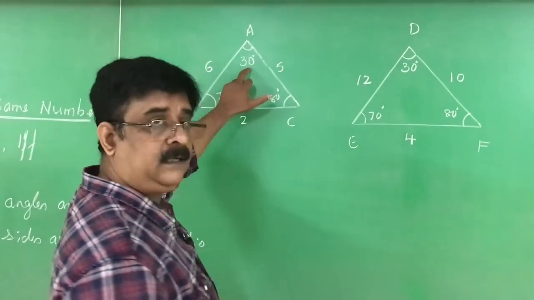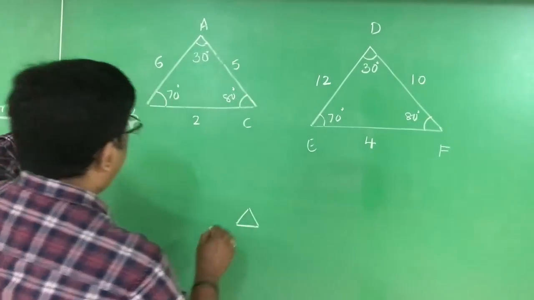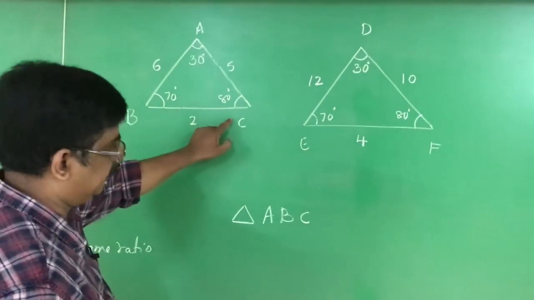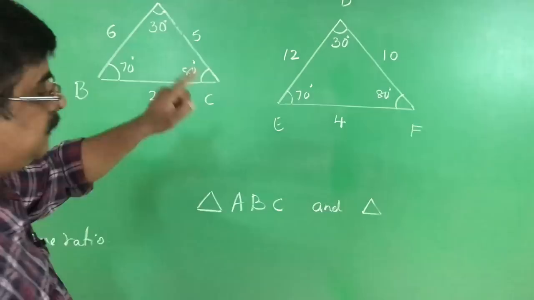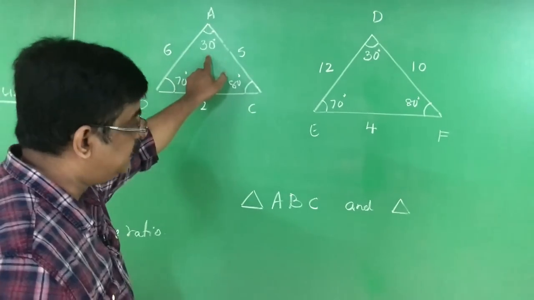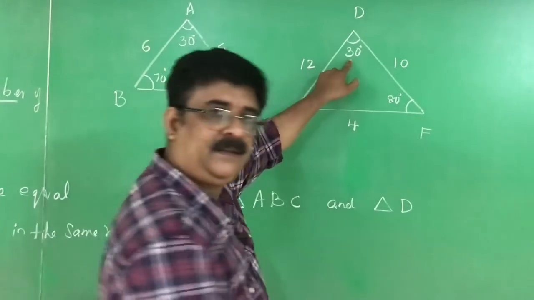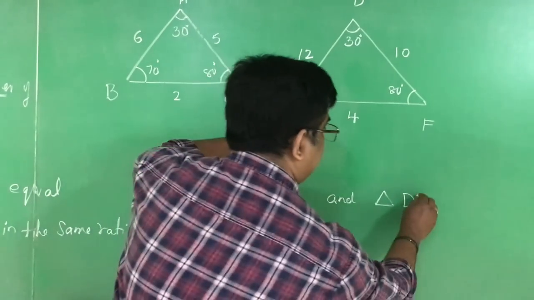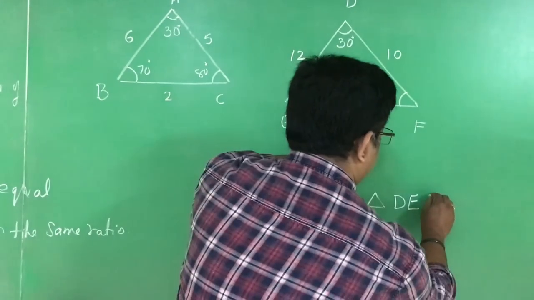Corresponding angles. You have to write according to their angles. See, the triangle, I write A, B, C. In this triangle, angle A is equal to 30 degrees. The first angle I mentioned as 30 degrees. Here also I should mention the first angle as 30 degrees, therefore I should write D. Then angle B is equal to 70 degrees. Here 70 degrees is E. C is equal to 80 degrees. F is equal to 80.